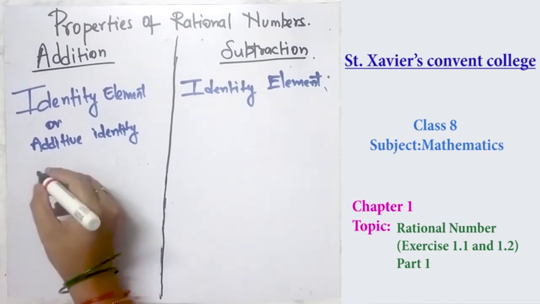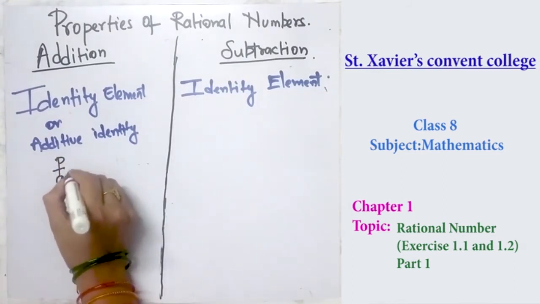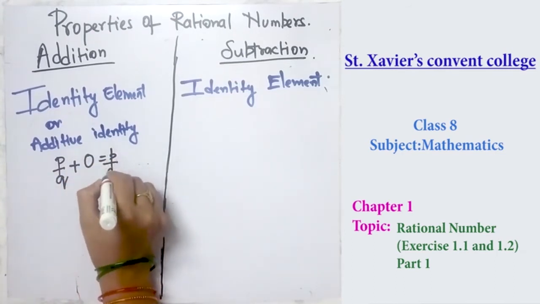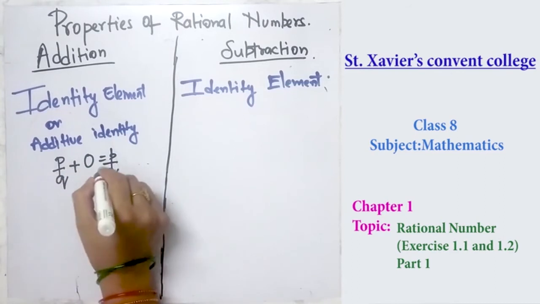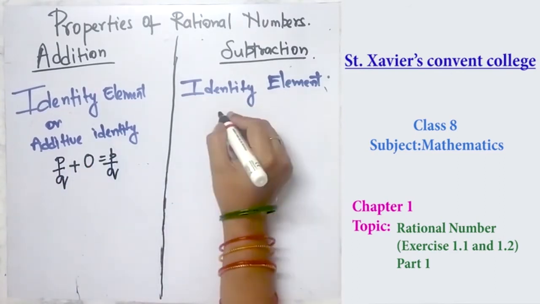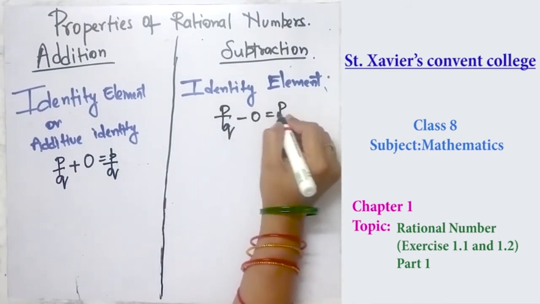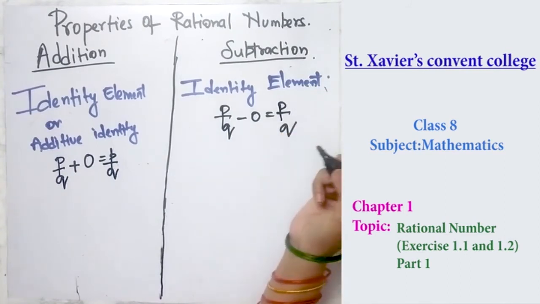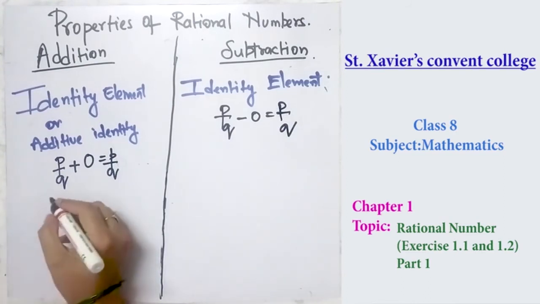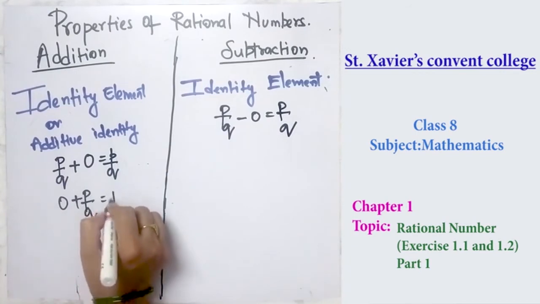For example, we will discuss over here. Just say you have P upon Q as a rational number, and if you add 0 over here, again you will get P upon Q, a rational number. It does not come with any change in the rational number. Again in the subtraction, we have P upon Q minus 0, and again you will get P upon Q. So it's an identity element. An important thing to remember is, if you add 0 like this, 0 plus P upon Q, again you will get P upon Q.